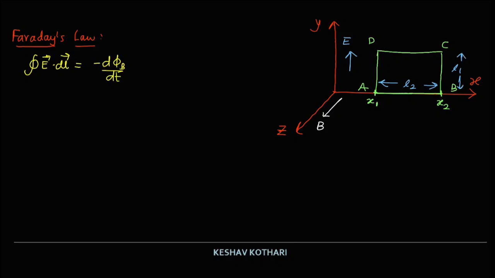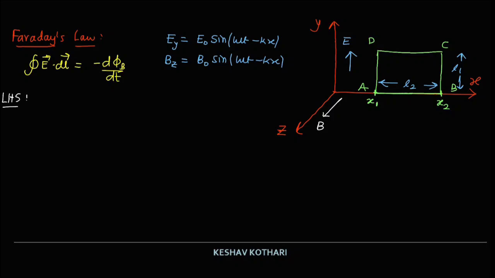If we apply this law for the loop ABCD, I am solving the left hand side of the equation first. Before that, I can write that the variation of electric field along the y-axis is E naught sine of omega t minus kx, and the variation of magnetic field along the z-axis is B naught sine of omega t minus kx. That is, both of them are traveling in the x-axis direction, which is the direction of propagation of the electromagnetic wave.